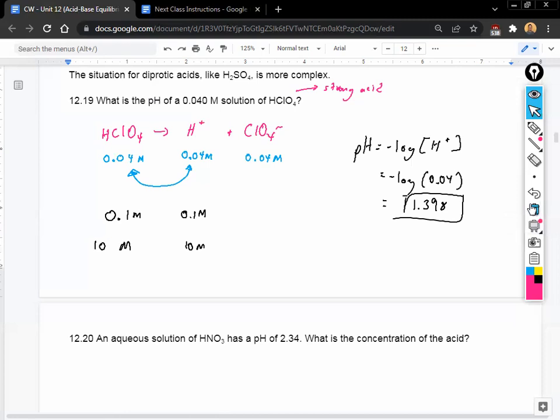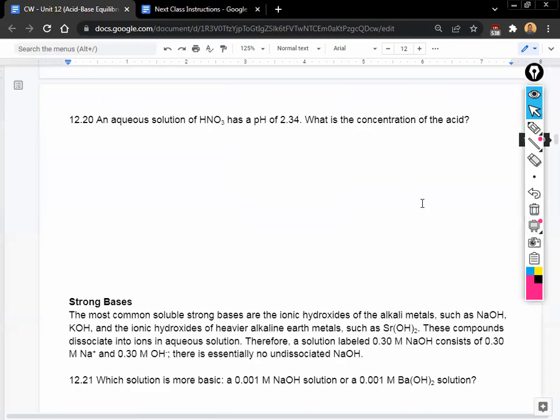Okay, ready to go, guys? All right. So, is this a strong or weak acid? HNO3. Strong, very strong. So I'm gonna draw some biceps. All right, very strong, like that. This is a strong acid. Yes, strong acid. Okay, pH of 2.34.